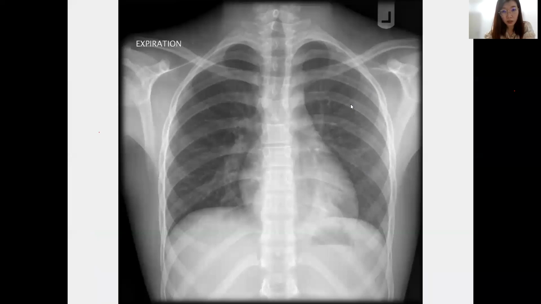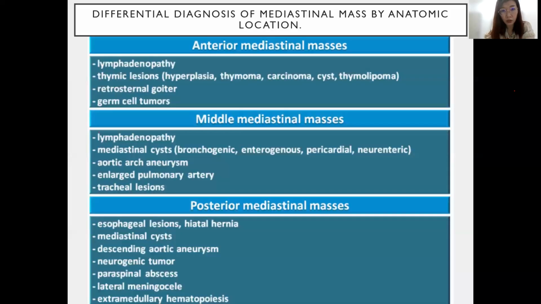I think this one, sorry, this is not what I want to show. So the differential diagnosis for an anterior mediastinal mass: what is sitting in the anterior mediastinum is lymph node. So it's always lymphoma first, and then thymic lesions, which can be thymoma, hyperplasia, carcinoma, or thymolipoma. These all need to be differentiated on CT scan. Or retrosternal goiter, if the lesion is extending from the neck going down into the anterior mediastinum, or germ cell tumor. Teratoma also is a differential diagnosis for an anterior mediastinal mass.